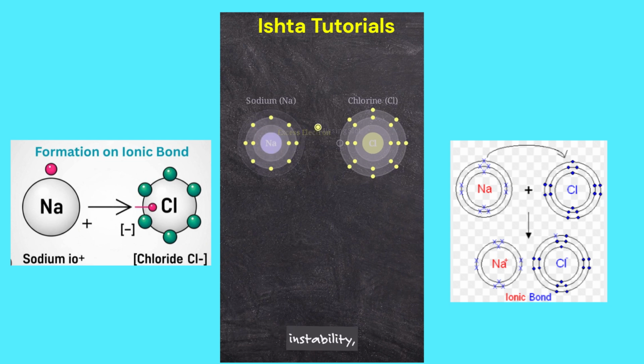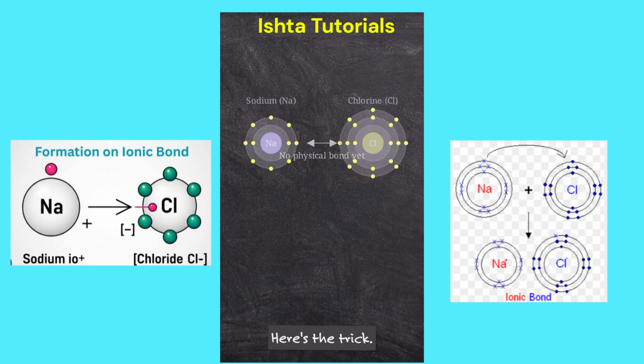To fix this instability, sodium completely ejects its outer electron. It crosses the empty gap and docks perfectly into chlorine's missing slot, a complete electron transfer. But just moving a tiny particle doesn't explain why these two separate atoms are suddenly glued together.